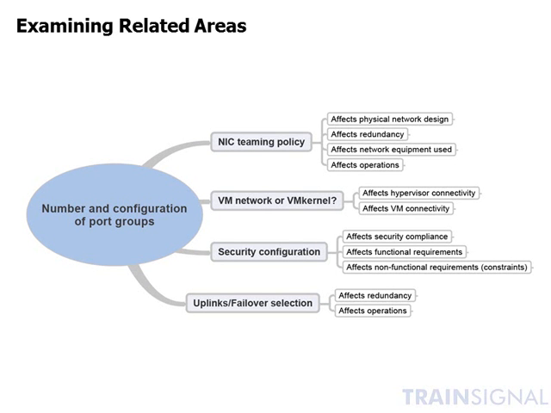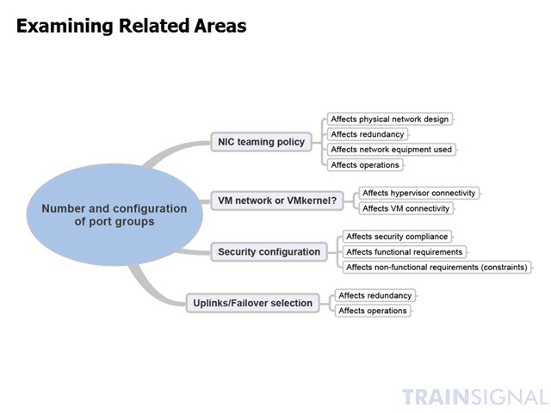So as we drill down one more level again in our use of a mind map type diagram to examine relationships and dependencies, we'll center in now on the number and configuration of the port groups, which is a portion of the virtual network topology, which in turn is a part of the overall logical network design. What are some of the design decisions that go into the number and the configuration of the port groups?